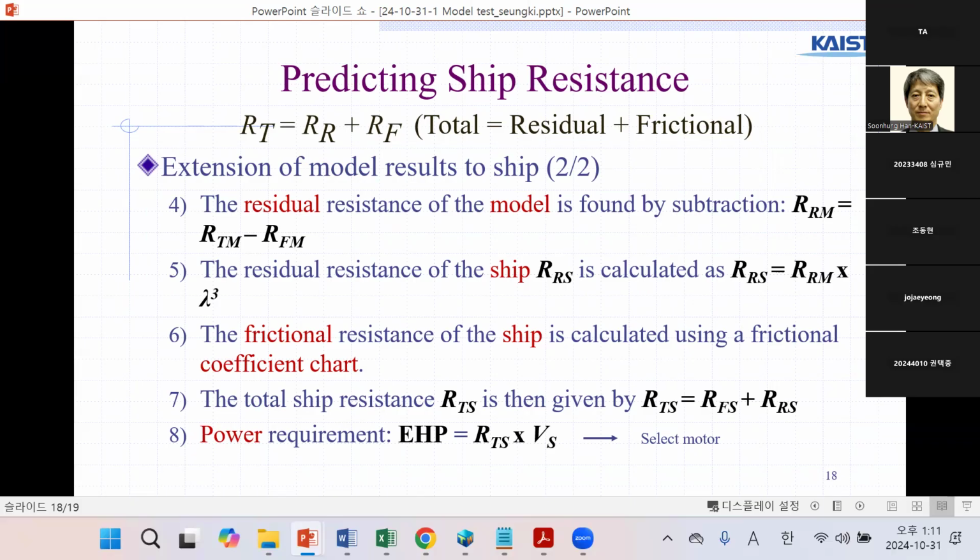Residual resistance of the real ship is calculated by just multiplying by lambda cubed, and the frictional resistance of the ship is calculated using a frictional coefficient chart. There are many famous frictional coefficient charts. You can use them. And then total ship resistance is just the summation of these two terms. We can obtain the power requirement by multiplying by the velocity of the ship. Now we can select the motor, or we can design the performance of the real ship by using models.